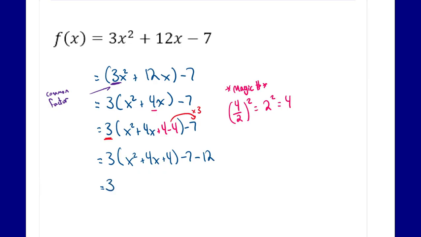Now, when I go through and factor, this bracket should be a perfect square trinomial, which it is. So it's going to be x plus 2, square root of the last term, sign of the middle. So x plus 2 squared. And then minus 7 minus 12, we're at negative 19. So again, now we have our equation in vertex form.